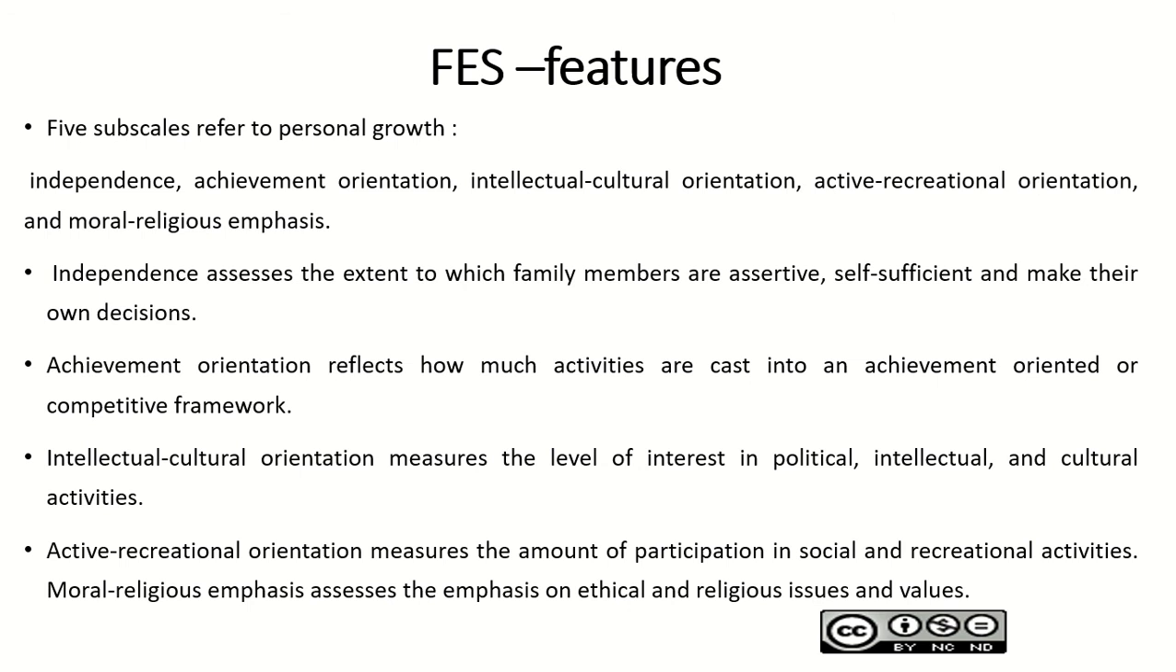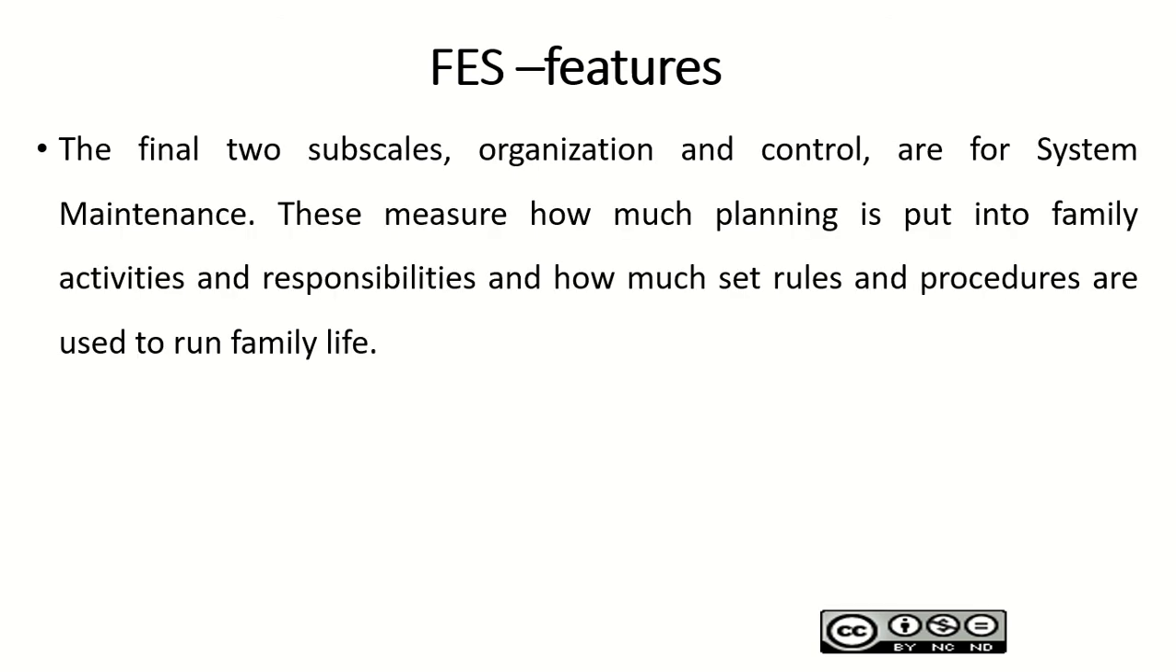Achievement orientation means how much the family emphasizes on competition, achievements, etc. Intellectual cultural orientation measures the level of interest in political, intellectual, and cultural activities, and active recreational orientation will measure the amount of participation in social and recreational activities. Moral religious emphasis assesses the ethical and religious issues as well as values.